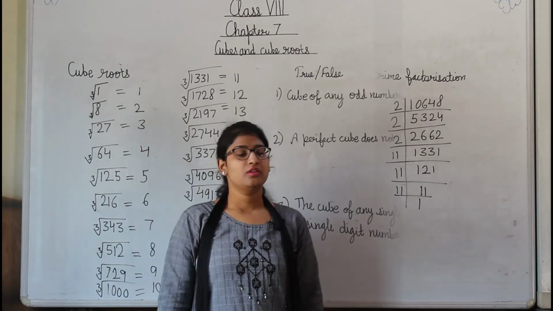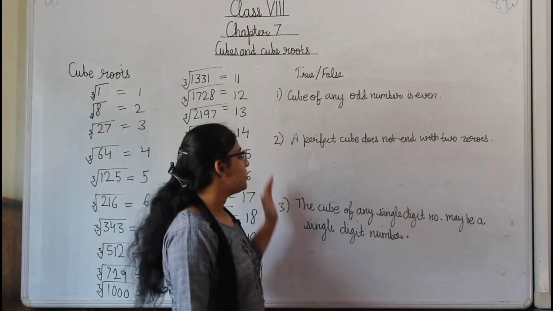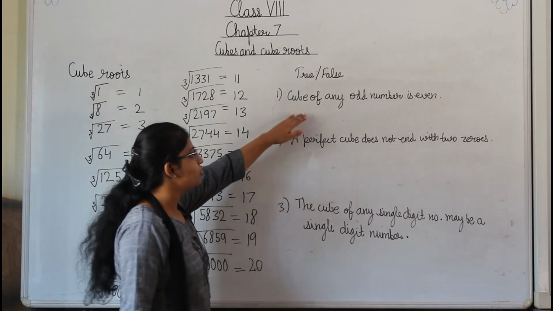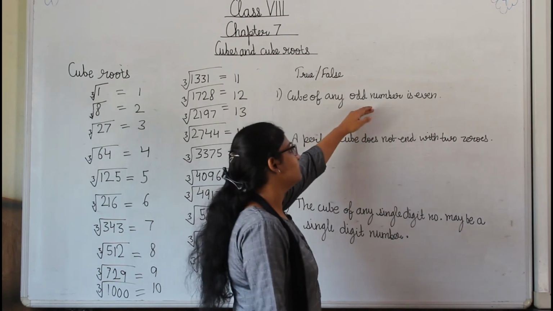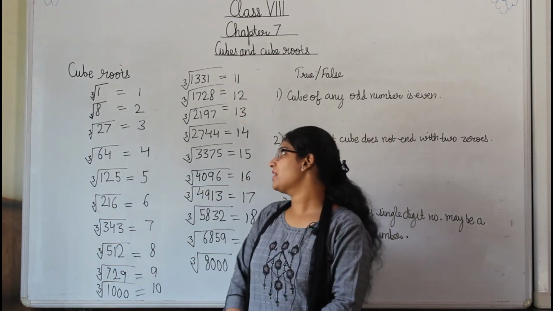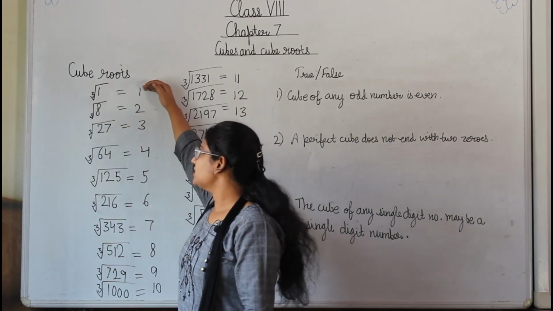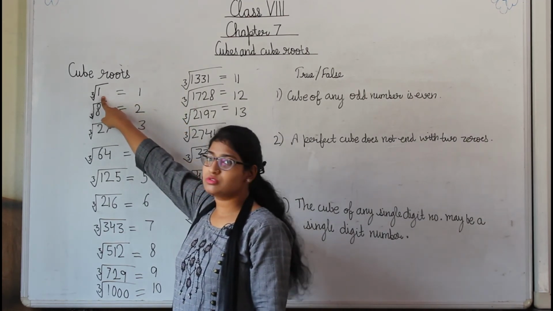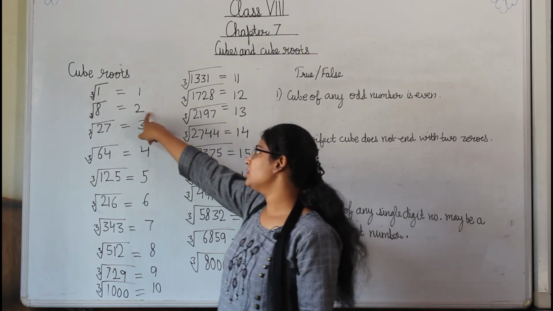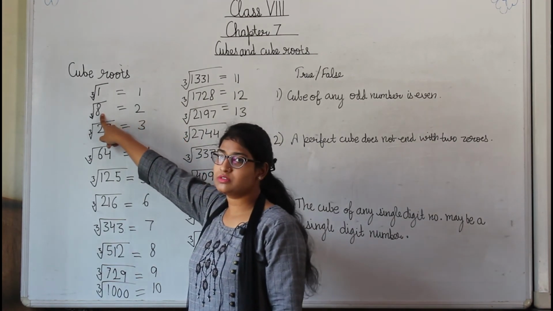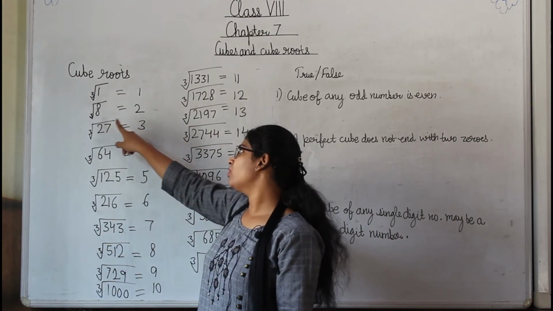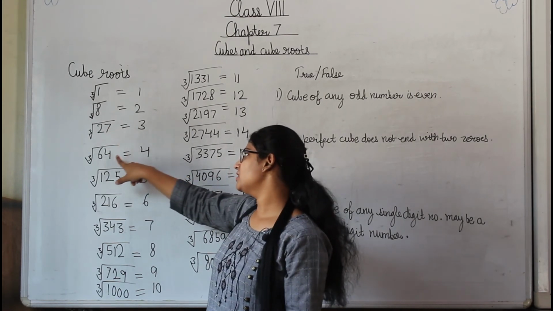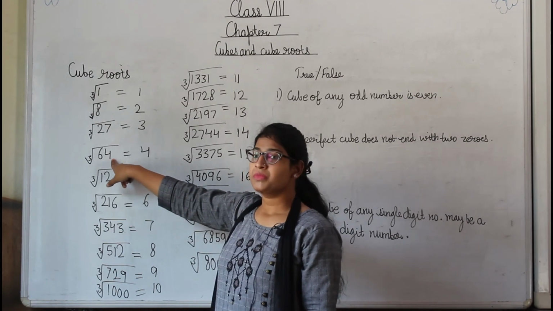Okay. Now students, we have to tell about these statements whether they are true or false. The first statement is: cube of any odd number is even. So students, if you check here, 1 is even or odd? It is an odd number and its cube is also odd. Here 2 is even, so its cube is also even. Here 3 is odd, its cube is also odd. Here 4 is even, its cube is also even.